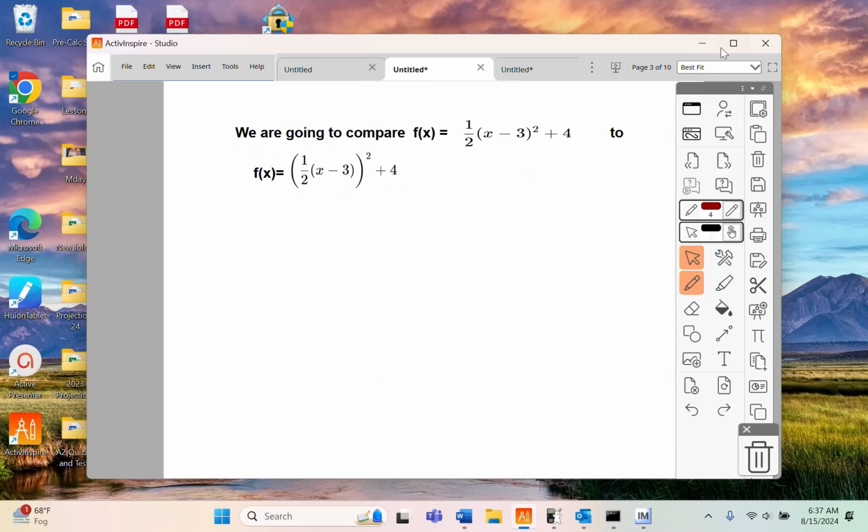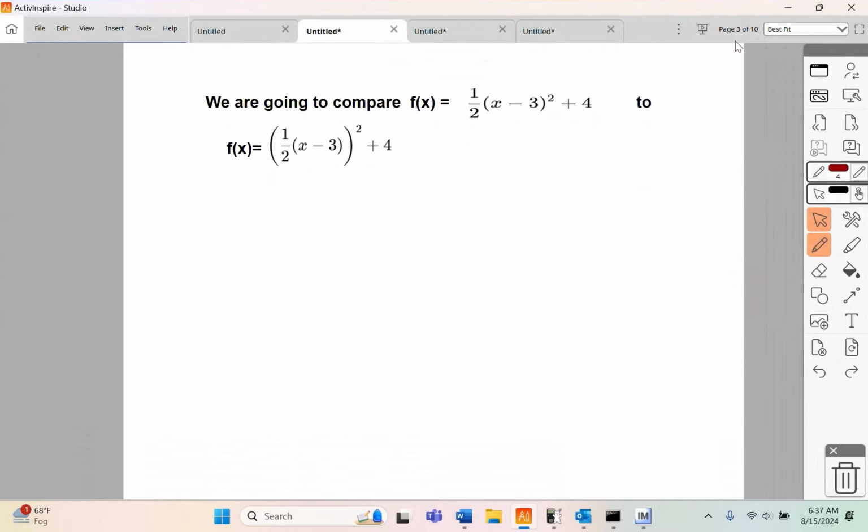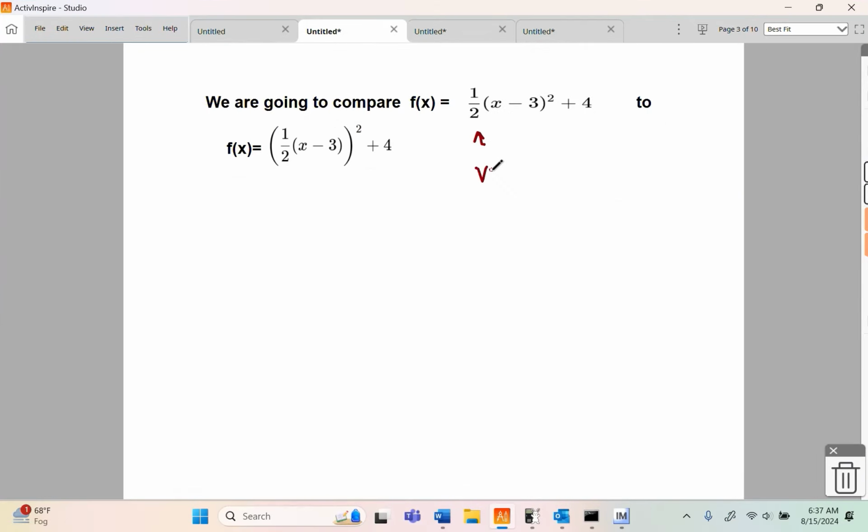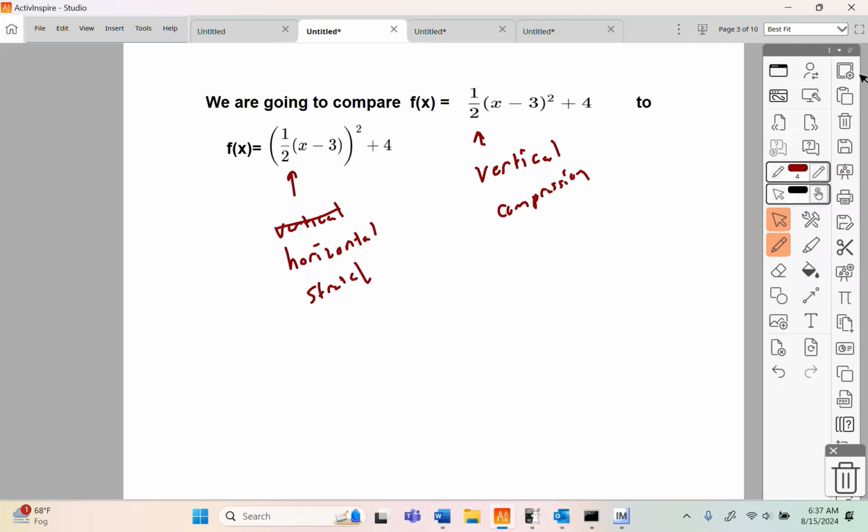Anyways, I'm going to compare these two equations. This is a vertical compression to this location, which is actually a vertical stretch. Sorry, tired. Horizontal stretch. It's about location. Location determines what something does within a function.